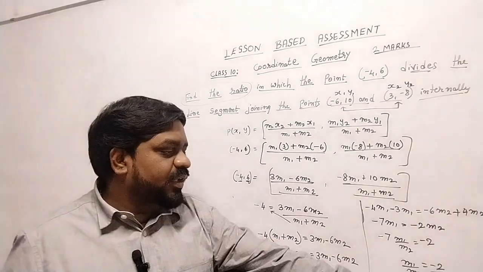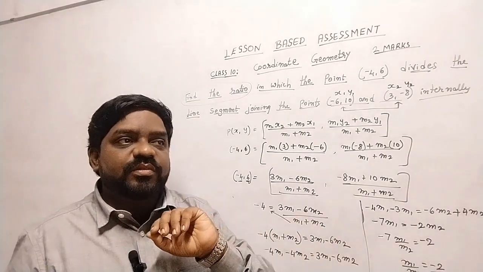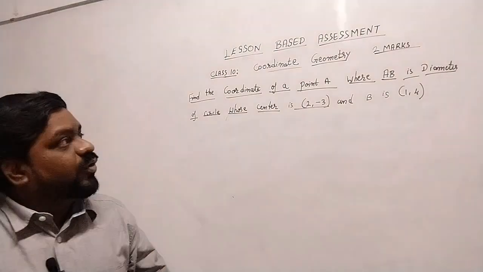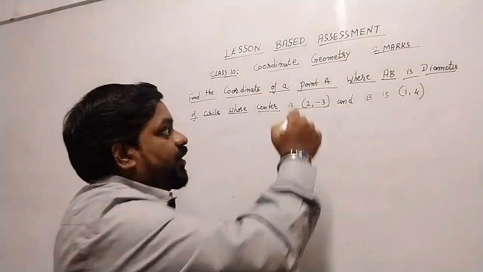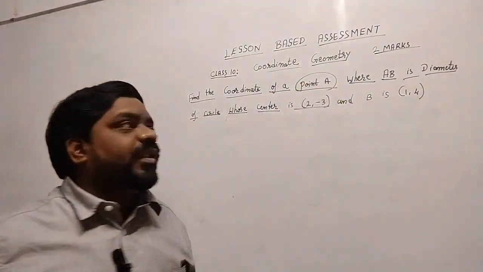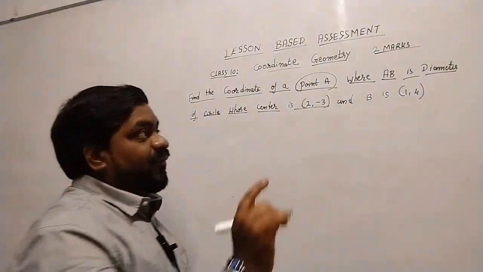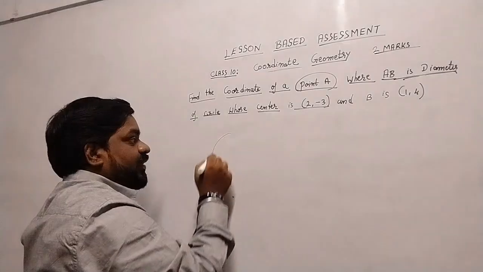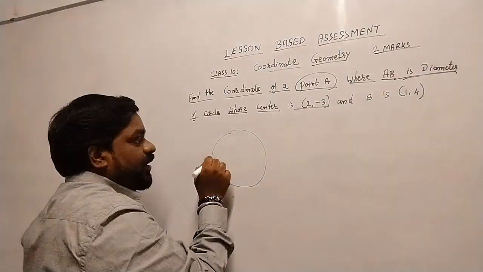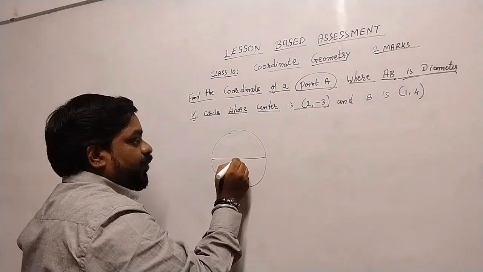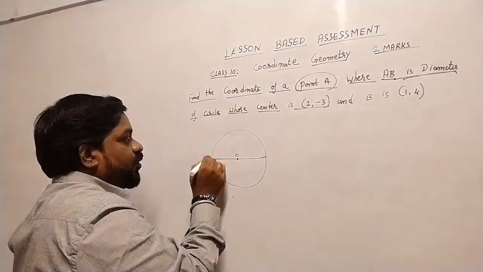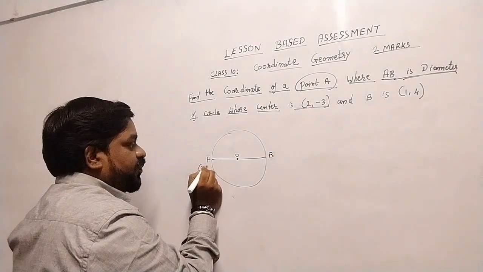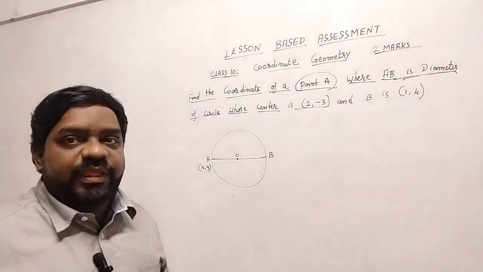So it divides in the ratio 2 is to 7. Let's look at the next question. Find the coordinate of point A. We need to find the coordinate of point A, where AB is the diameter of the circle. So we have the circle, the midpoint is O, and the two points are A and B. We need to find the coordinate of A.